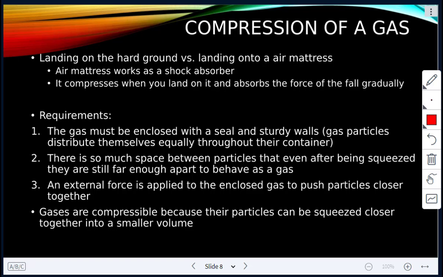So what are the requirements for compression of a gas? The first requirement is the gas must be enclosed with a seal and sturdy walls. The gas particles within will distribute themselves equally throughout the container. Next, there's space between particles. There's so much space between particles that even after being squeezed, they are still far enough apart to still behave as a gas. And thirdly, an external force is applied to the enclosed gas to push those particles closer together. And therefore, gases are compressible because their particles can be squeezed closer together into a smaller volume.